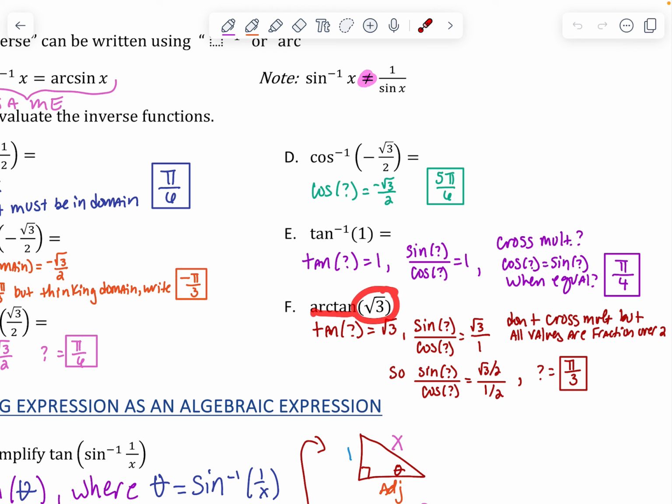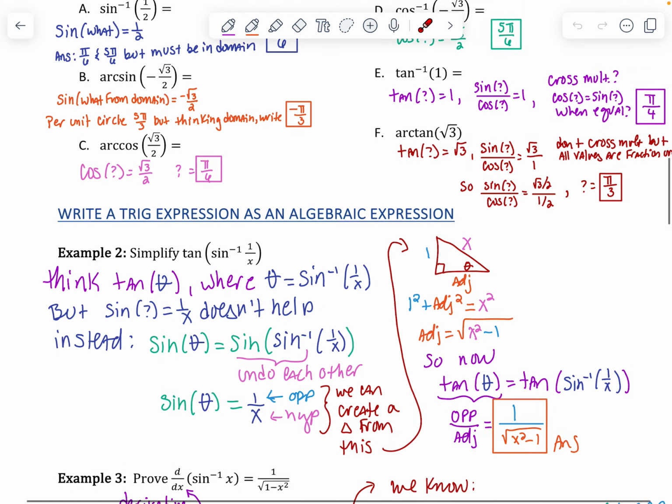Okay, arctangent of the square root of 3. I'm going to go back to that sine over cosine model, but I don't know that cross multiplying really helps because square root of 3 cosine doesn't look familiar on the unit circle. So here's what I know. All of our values are fractions over 2. So I'm going to think of each of these as being over 2. So when does the sine equal positive square root of 3 over 2? When does the cosine equal positive 1/2? Or were they both negative, but in my domain? And the only time it's in my domain is pi over 3.